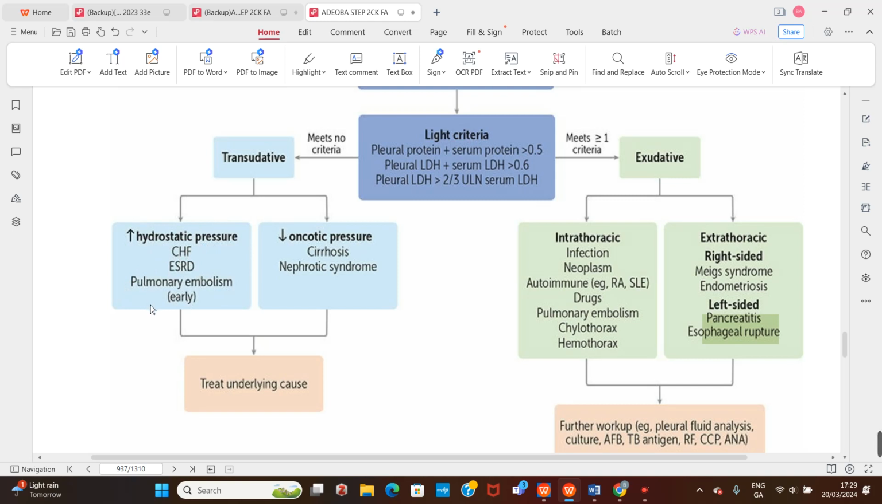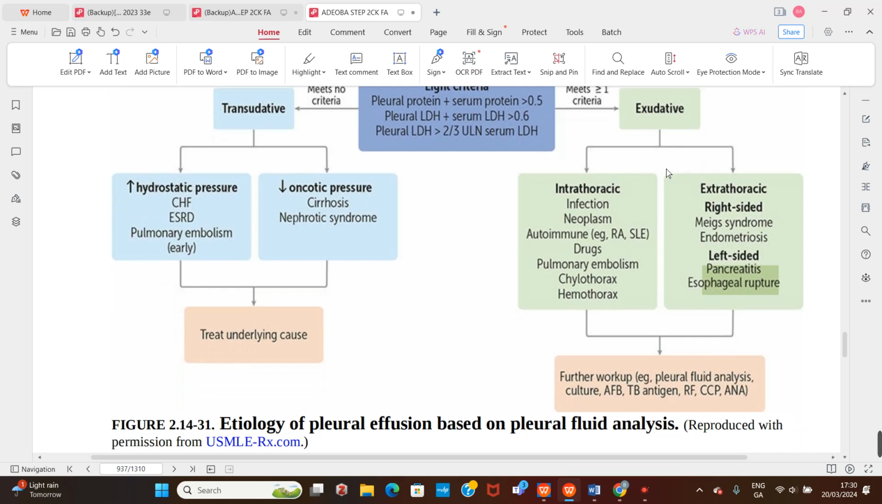So you have to treat the underlying cause. That is what you need to do. Most of the time, you might not even need to be draining the effusion. Just treat the underlying cause. Everything is going to resolve. While for exudative, you need to find that underlying cause, treat it, and also drain whatever effusion that is there.